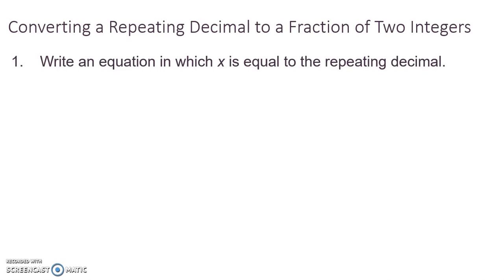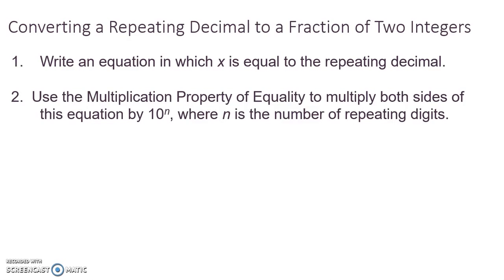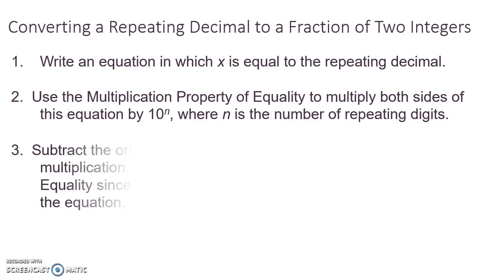It's cool to see. So first you need to write an equation in which x is equal to the repeating decimal. Stick with me here on these rules. They're kind of wordy, but it's a lot easier once you see it done. Use the multiplication property of equality to multiply both sides of the equation by 10 to the nth power, where n is the number of repeating digits. Again, just stick with me through this.